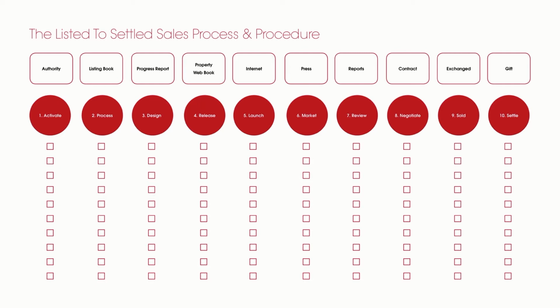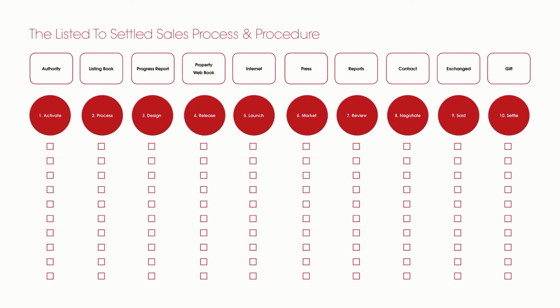So the administration process can now start, which means milestone 3, we can move into the design stage. Then it can be released to the general public, it can be launched through the internet. We then get to market the property, review the price, negotiate with someone. The property is then sold and it can settle. Those 10 milestones are critical to the real estate sales process.